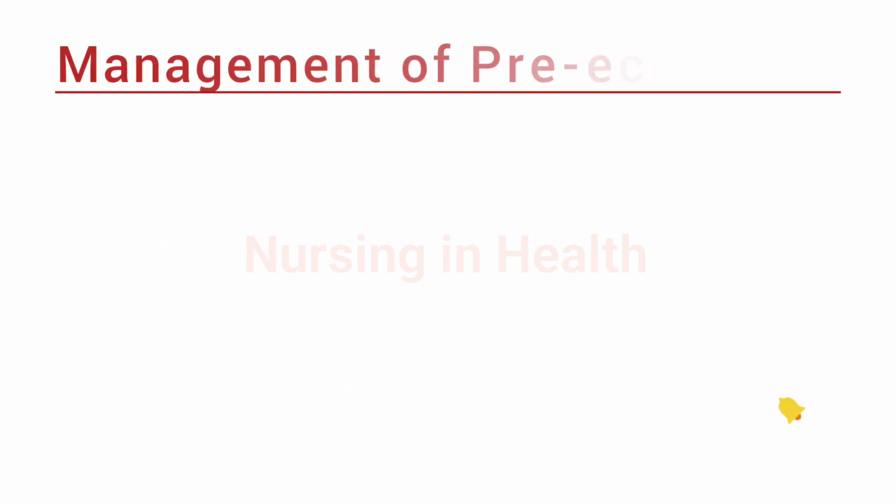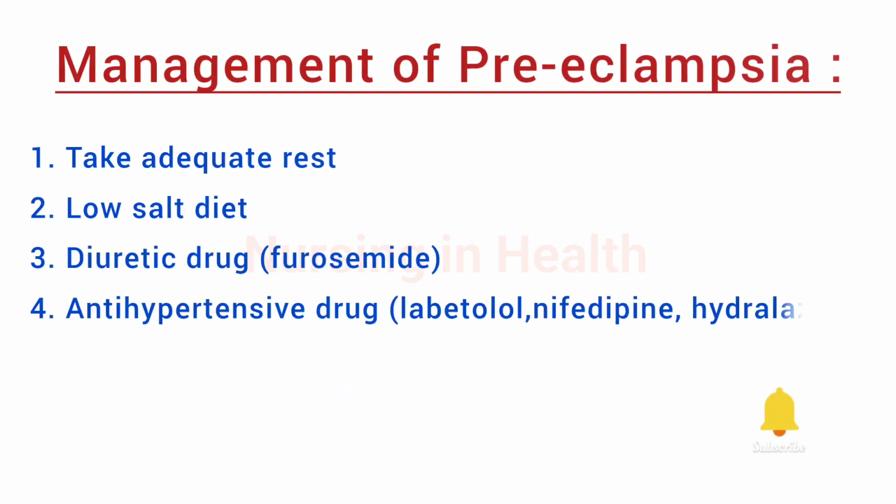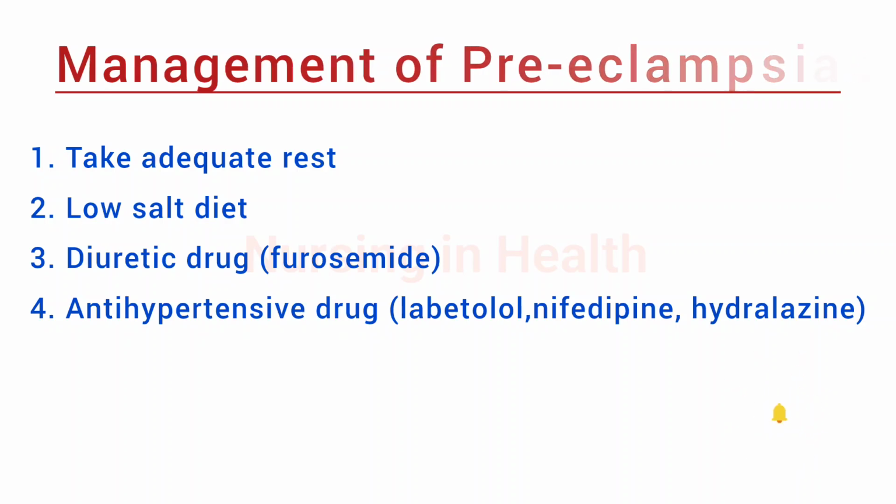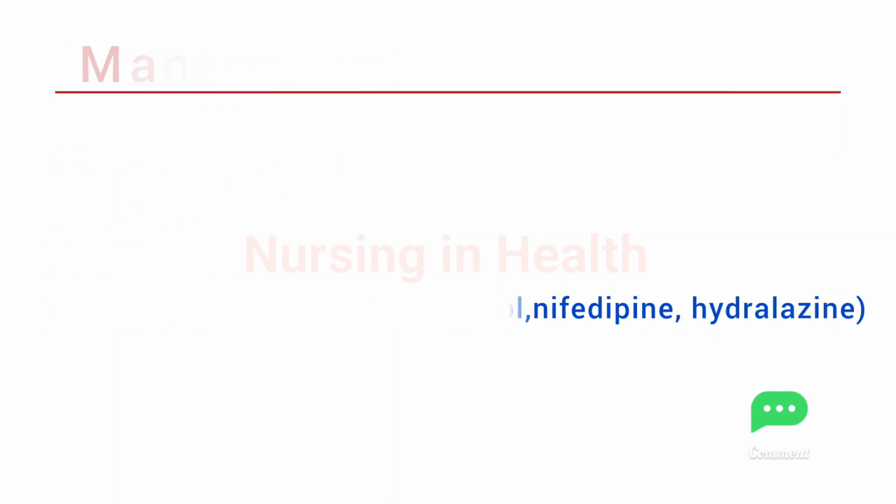Management of preeclampsia. In case of preeclampsia, take adequate rest, a low salt diet and hypertension preventive diet. Use diuretic and antihypertensive medicine as per doctor's prescription. As you see, increased blood pressure during pregnancy must be reported to a doctor and gynecologist.